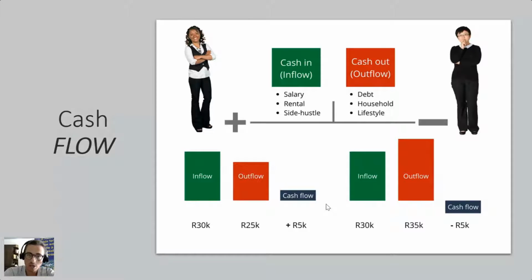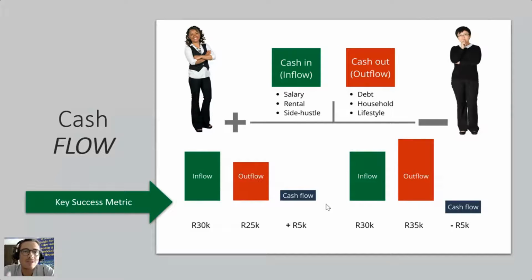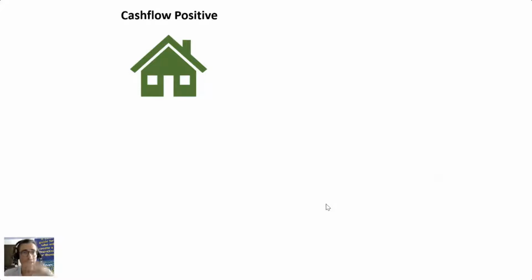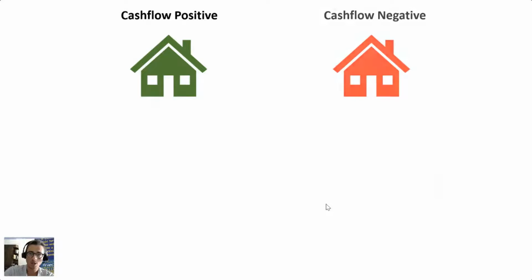If you're like Michelle and you spend more than you earn, you have more cash going out than coming in, you're left with a negative cash flow. Now, that is the key success metric that I use when I'm analyzing a property investment. Okay? When you're looking at property, you've got a cash flow positive property. You've also got a cash flow negative property.